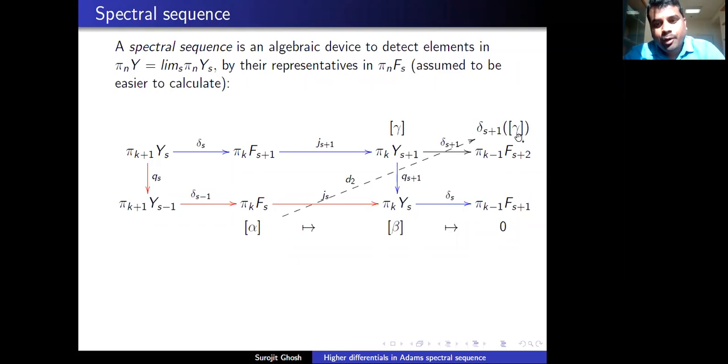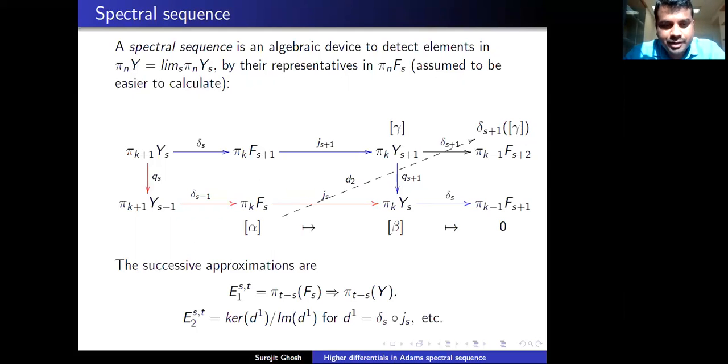So what is the point of all this discussion? If the composition of delta and J, this red and blue composition, is 0, then it forces a map from the fiber at some index to a fiber here. Here the index of the homotopy direction is decreasing and the fiber direction is increasing. This gives you a map in the second page of the spectral sequence. I can summarize it this way: you have successive approximations of your target space Y that only involve the information of the fibers. Once the first blue and red map composition is 0, you go to the second stage, and once the second map, d2, is 0, you go to the third page, and so on. You will have an infinite number of pages, and all these pages group together to give you the answer for the homotopy groups of Y.